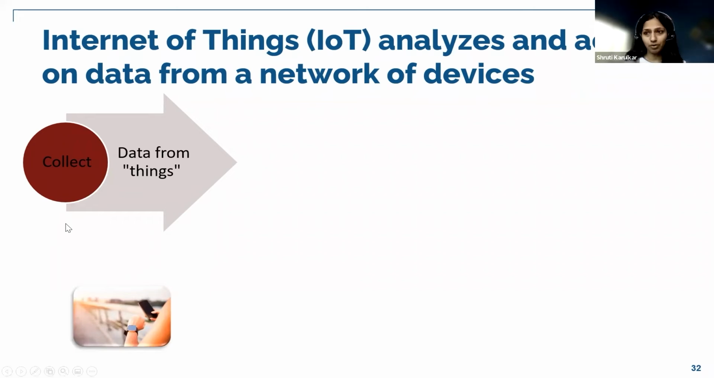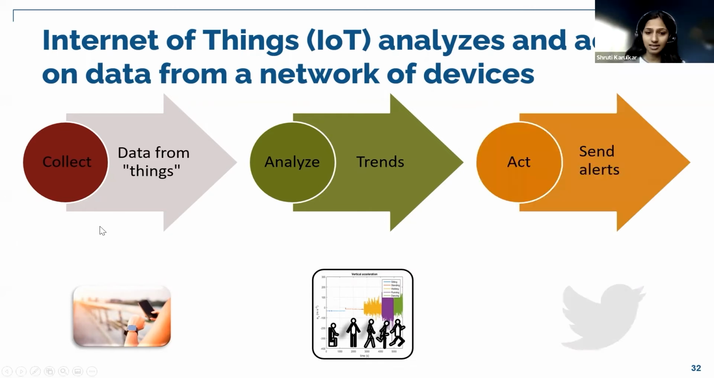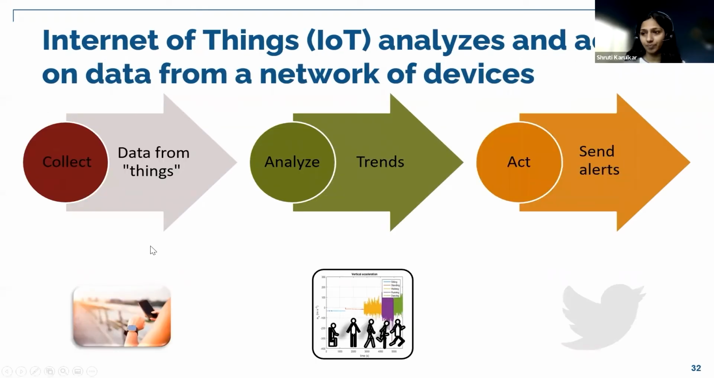The next step of IoT workflow is to analyze. We analyze the collected data. Today, we applied the KNN machine learning algorithm to the sensor data that we collected. The third and the last step of IoT workflow is act. We act based on the collected and analyzed data. Act can be sending emails or even making social media updates, like tweeting based on the analyzed data.